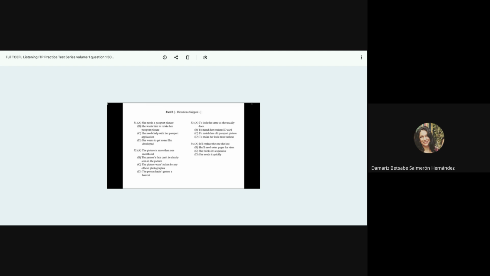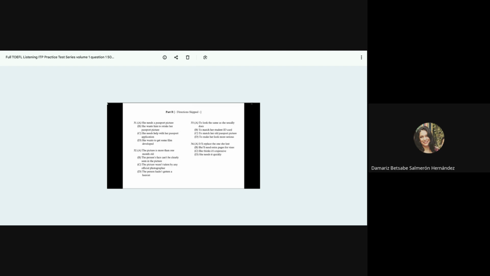Now read along as the directions for Part B are being read. Part B, Directions. In this part of the test, you will hear longer conversations. After each conversation, you will hear several questions. The conversations and questions will not be repeated. After you hear a question, read the 4 possible answers in your test book and choose the best answer.